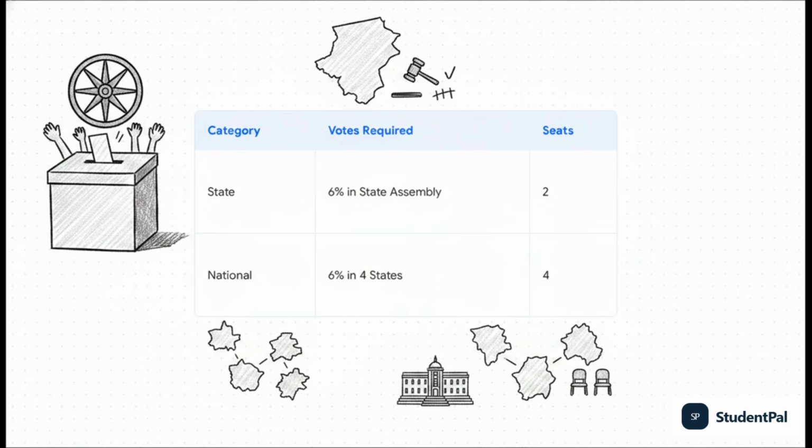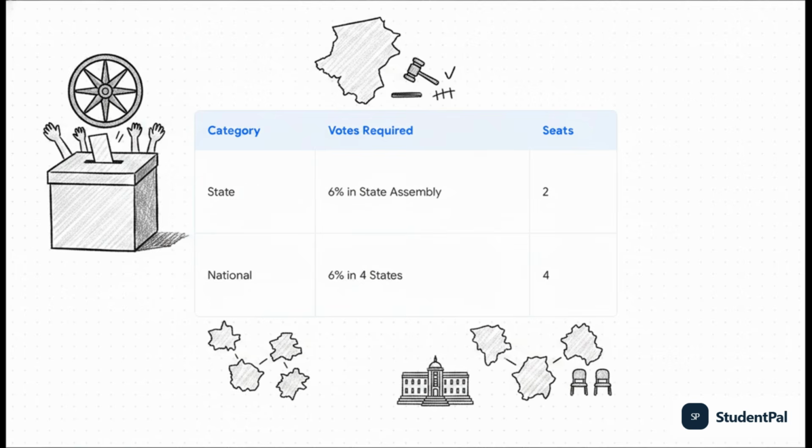Take a look at this strict mathematical criteria. I'm telling you, this is an absolute favorite for board exams, so definitely take notes here. To be recognized as a state party, a party must secure at least 6% of the total votes in an election to the Legislative Assembly of a state, and win at least 2 seats.